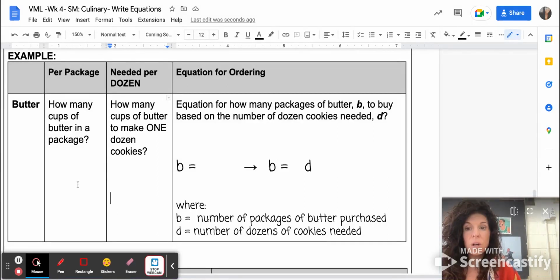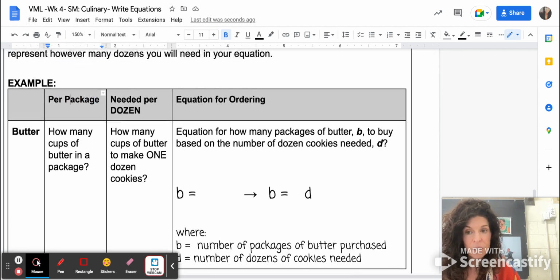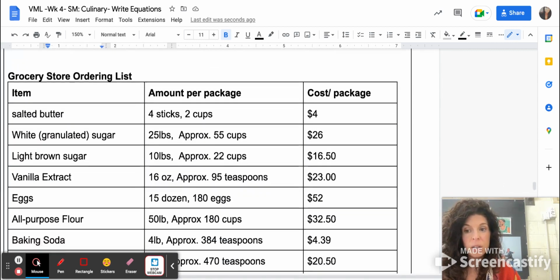Okay, so we're thinking about writing expressions for the bakery. We need to think about the information we were given about the bakery to answer these questions. And we're going to break it down into multiple steps before we write that equation. First, we're going to think about how many cups of butter are in one package. So when we're buying it to put into inventory, how much are in a package? So we're going to look back at our information about a package of butter.